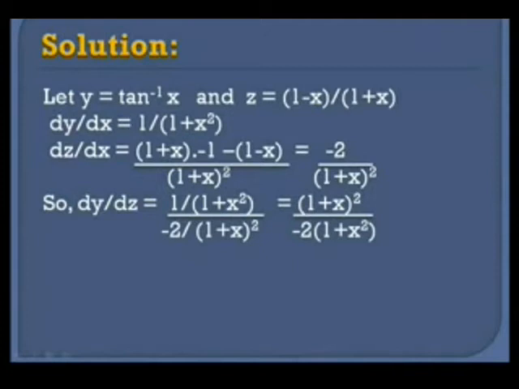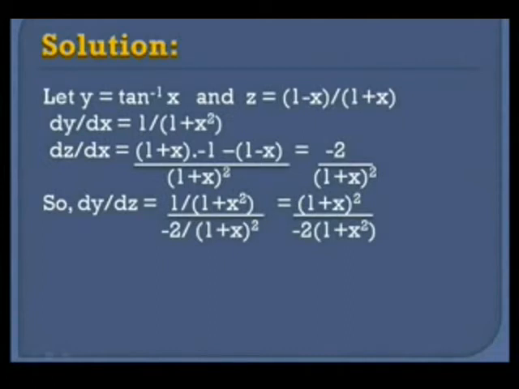Now dz by dx would be the differentiation of this function, and this is equal to 1 plus x into minus 1 minus 1 minus x whole divided by 1 plus x whole square. Here we use the quotient rule, and this is equal to minus 2 by 1 plus x whole square. So dz by dx is equal to minus 2 by 1 plus x whole square.